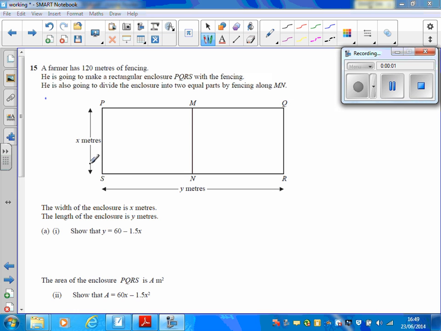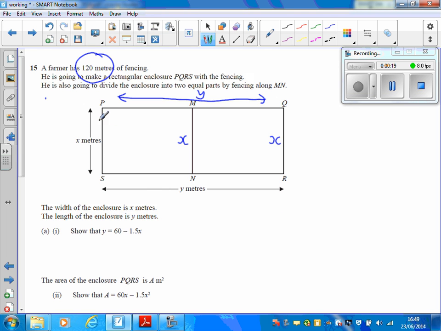We're told each of these black lines represents some fencing where this length is x, which means so is this, and so is this. The distance from S to R is y, so the distance from P to Q is also going to be y. It tells you that the total length of the fencing is 120 meters. So if we look at the lengths, you've got y plus y, that's 2y, plus 3 x's, so 2y plus 3x is equal to 120, which is the length of the fence.